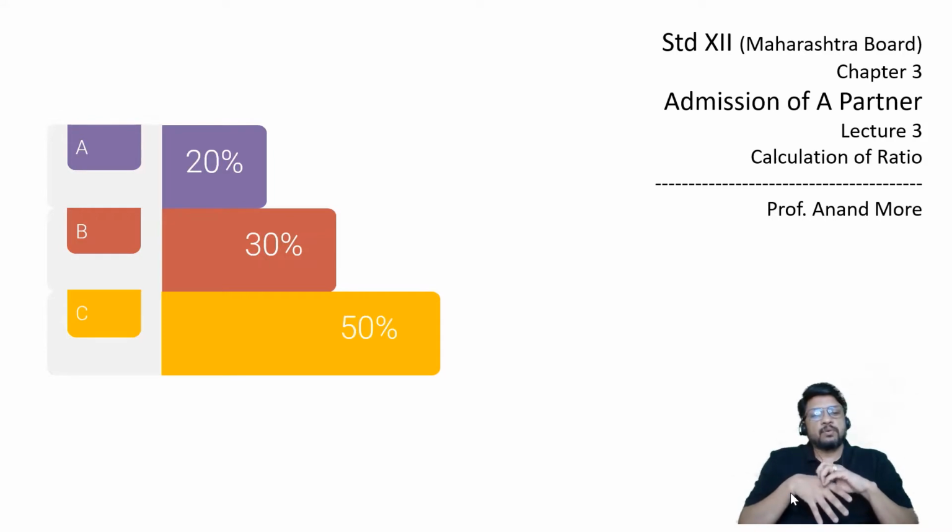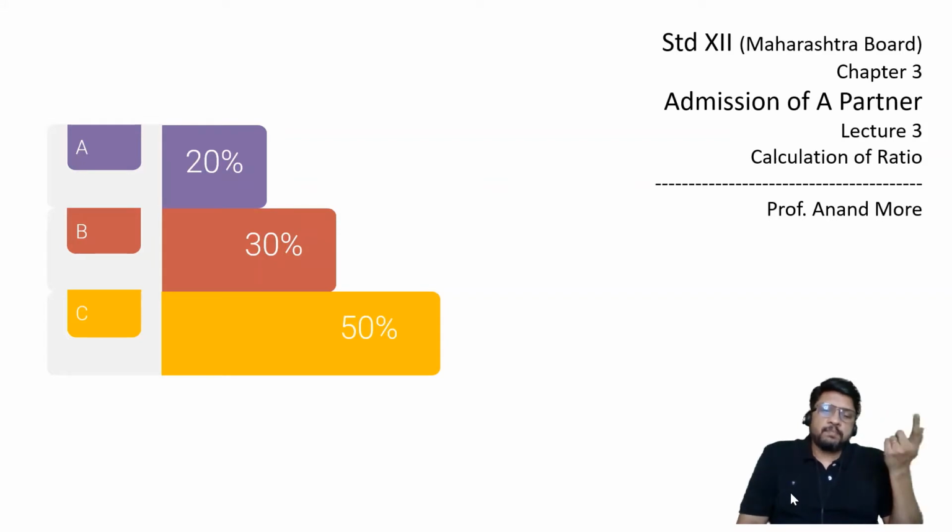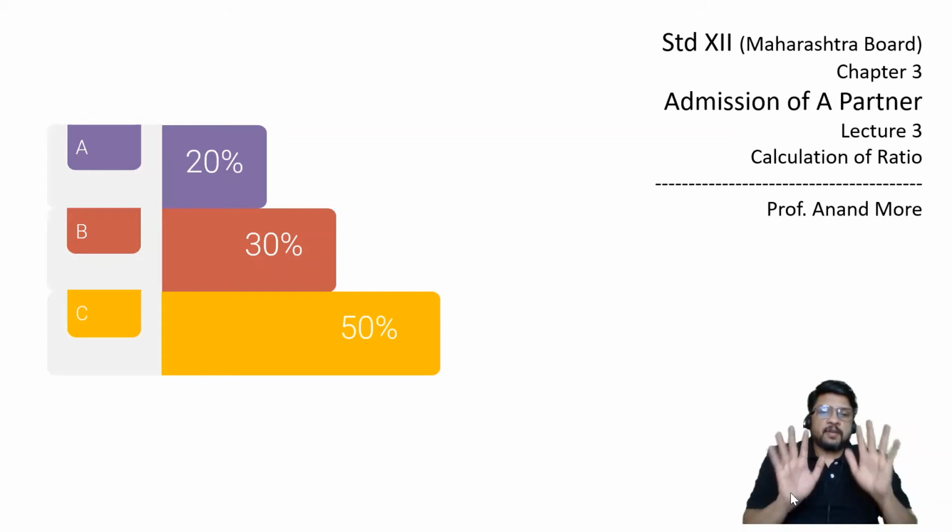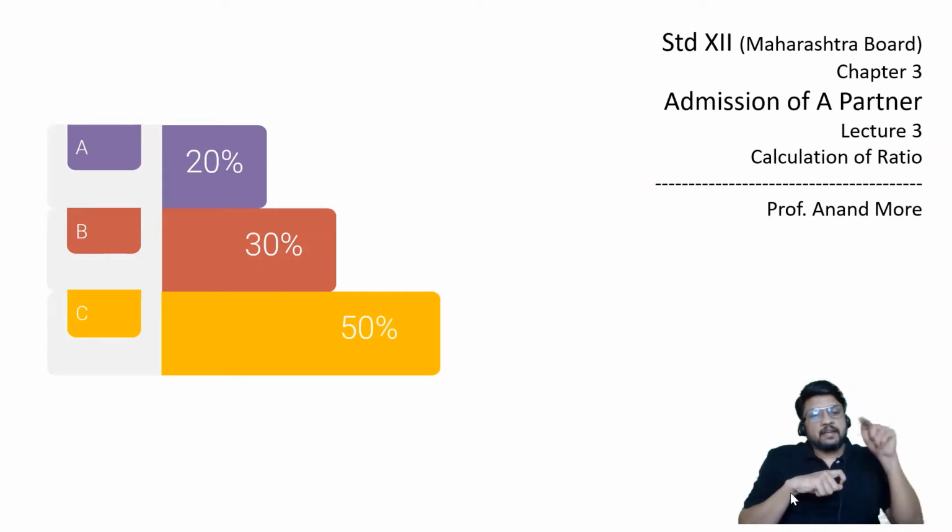So we want to know what is old ratio, what do we mean by new ratio, and what do we mean by sacrifice ratio. First let us understand the concept of the meaning of old ratio, new ratio and sacrifice ratio. Once you know the meaning of those concepts, then we will try to calculate them. After calculating them, we will stop this lecture. In the next lecture we will talk about accounting entries. At that time we will decide which ratio to be used for which particular entry.